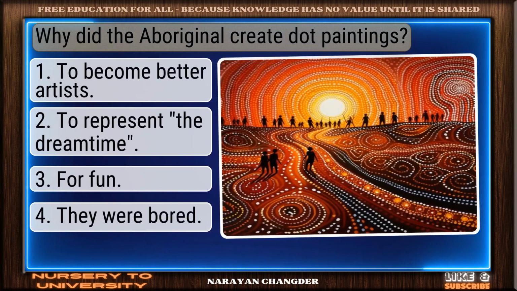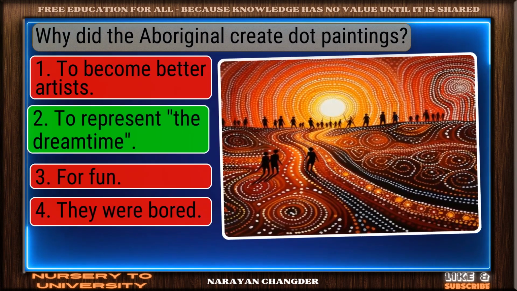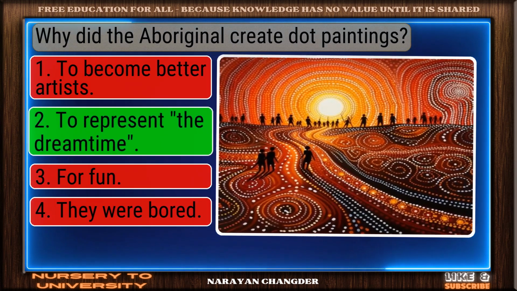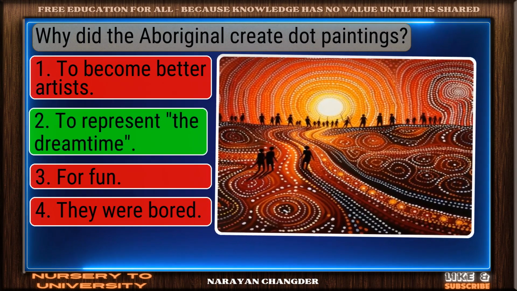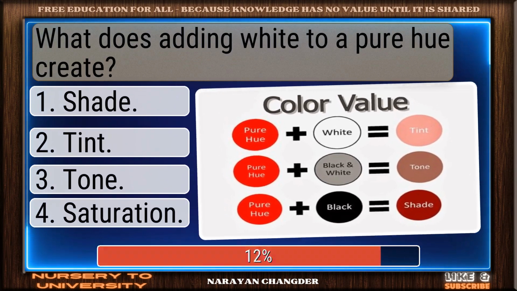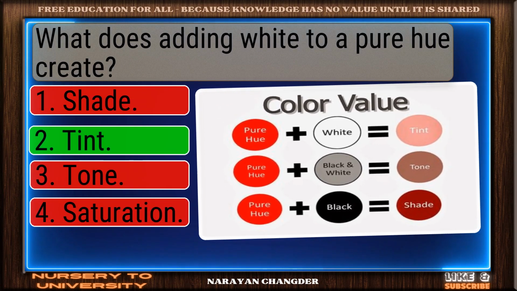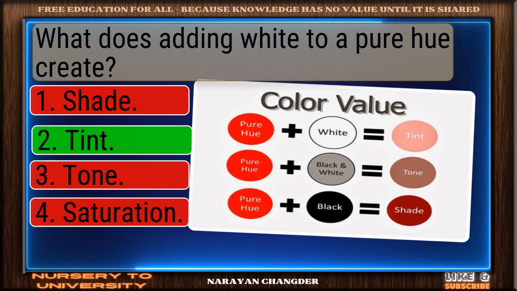Why did the Aboriginal create dot paintings? Valid point. To represent the dream time is true. What does adding white to a pure hue create? You're right. Tint is the correct answer.